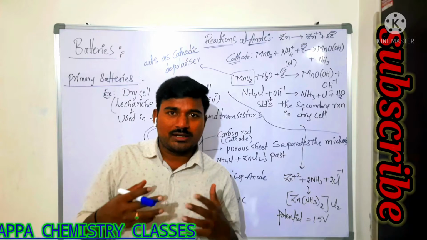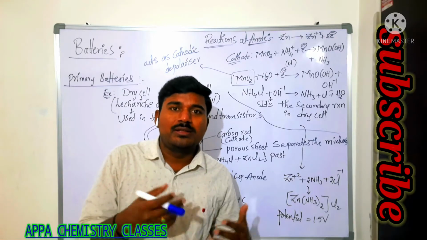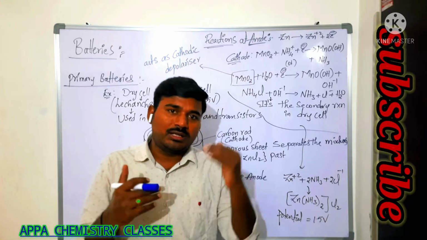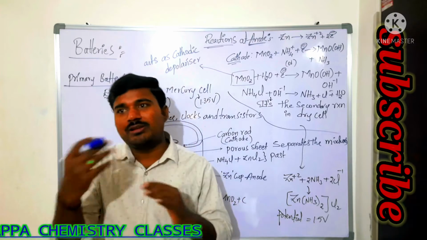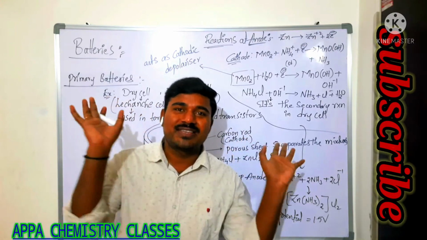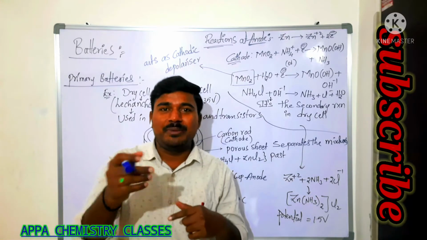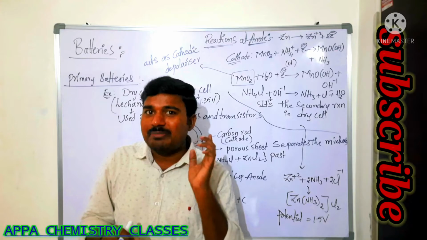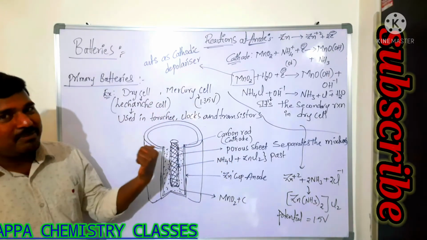If the chemical energy stored in the battery is finished, then our battery becomes dead. It comes to 0%. Then again we will recharge it and use it again. Such types of batteries are called secondary batteries. The batteries which are reused by charging and discharging come under secondary batteries. We will see that later. First we will see the primary batteries.